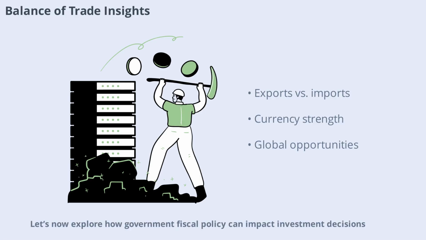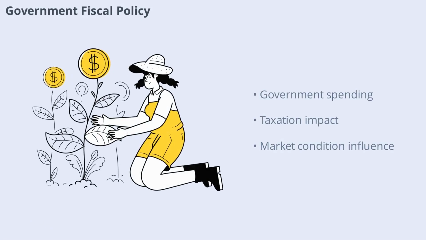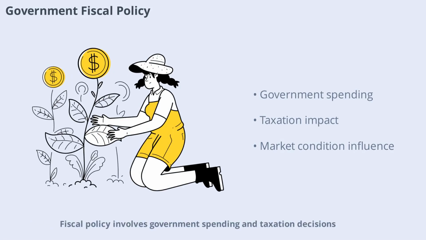Let's now explore how government fiscal policy can impact investment decisions. Fiscal policy involves government spending and taxation decisions. Expansionary fiscal policy, such as increased spending or tax cuts, can stimulate economic growth and boost investor confidence. Conversely, contractionary policy may slow growth. Investors pay close attention to fiscal policy announcements, as they can influence market conditions and sector performance.